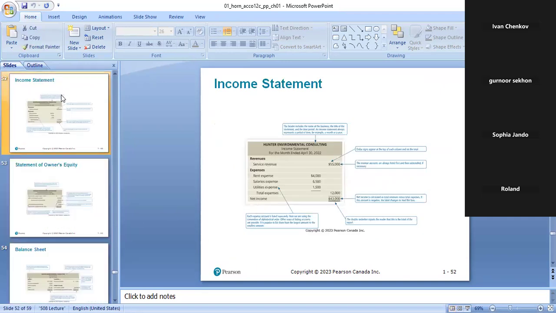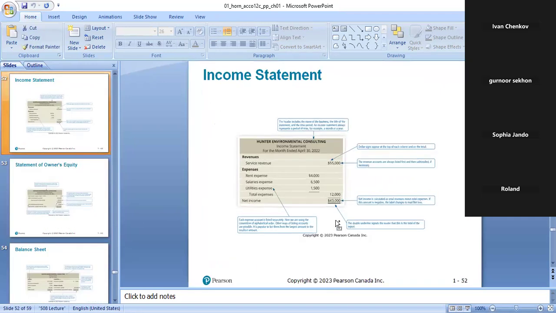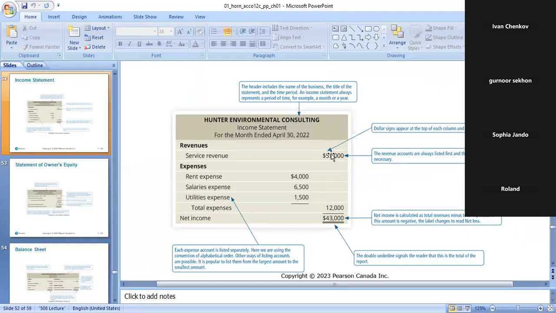So what we're going to do? First, we're going to calculate. We're going to get the revenue. We're going to deduct the expenses. We're going to get the total expenses, and we're going to see the net income. Net income is the one that the owners want to see. That's why the income statement always goes first.